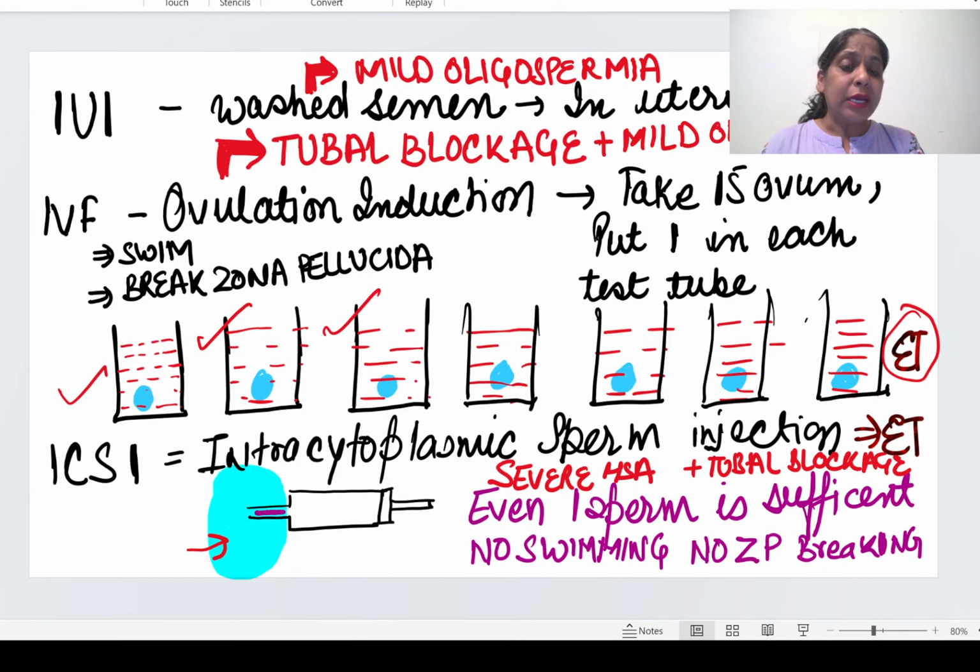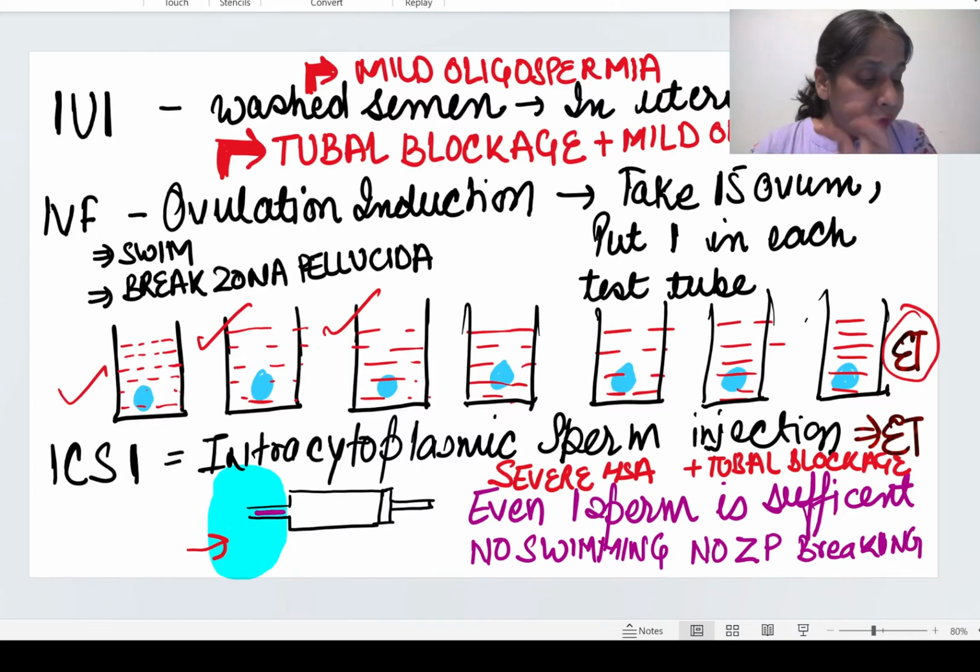So when do we do IVF and when do we do ICSI? IVF, in vitro fertilization, is done when tubes are blocked. And in ICSI also the fertilization takes place outside, so we can do ICSI in tubal blockage and severe oligospermia, or you can say severe problem in the semen. Even if one sperm is there, we can get the fertilization done in the case of ICSI.